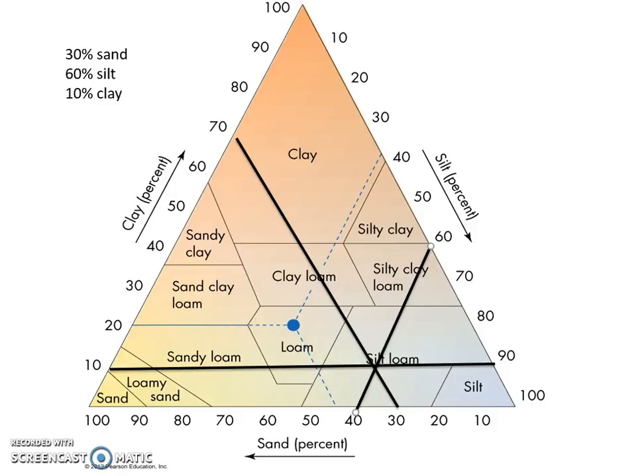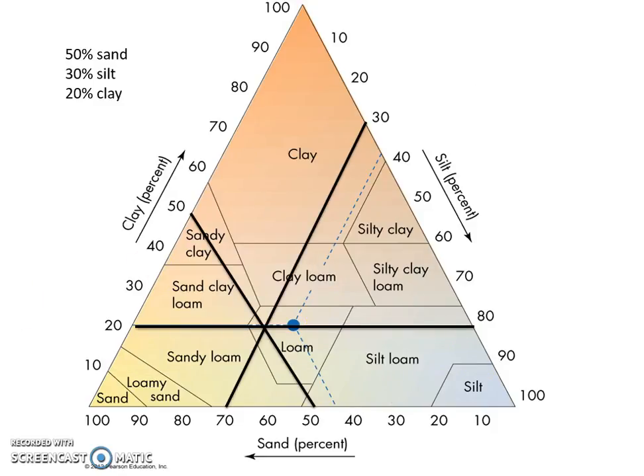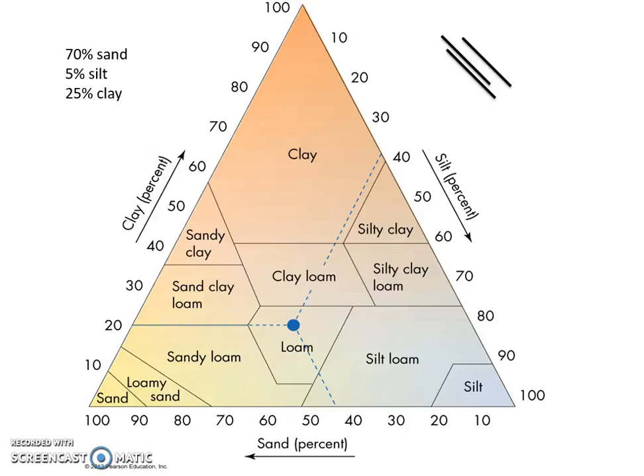Soil texture is silt loam. Could you maybe do this on a test? I sure hope so. To be sure, here's another soil with 70% sand, 5% silt, 25% clay. Pause and graph it.